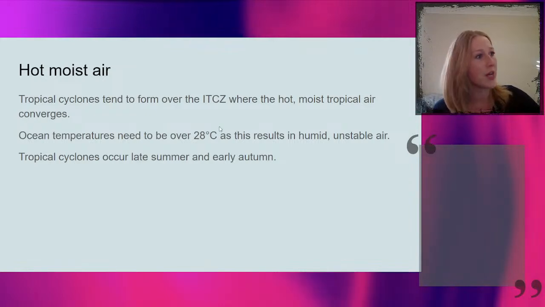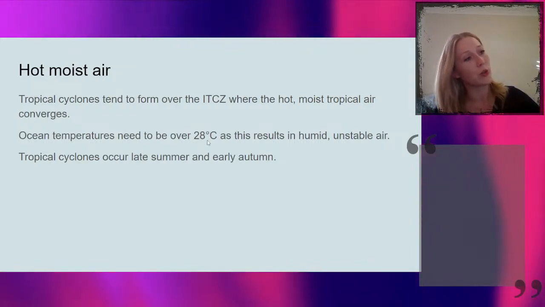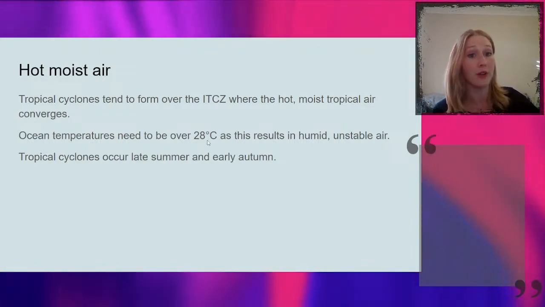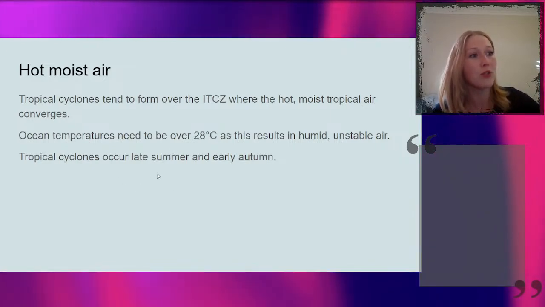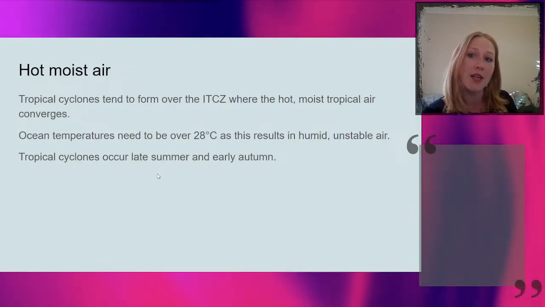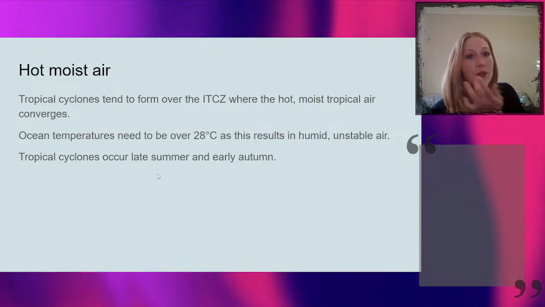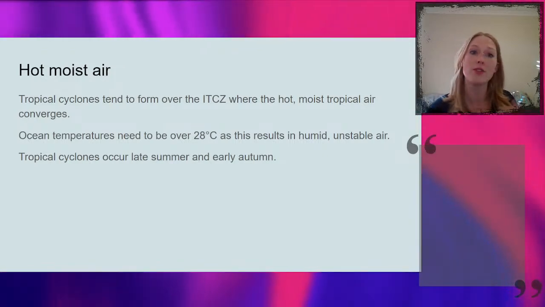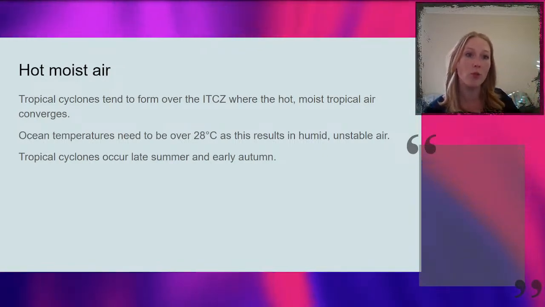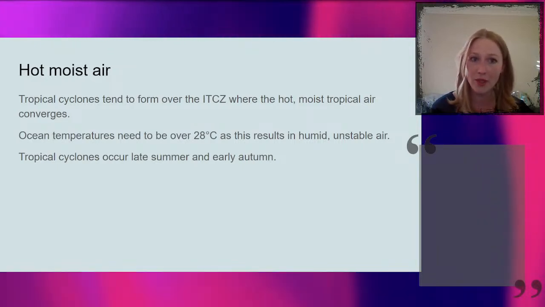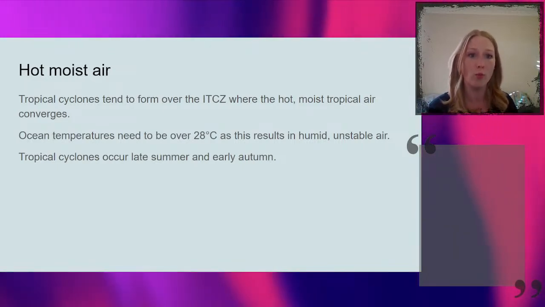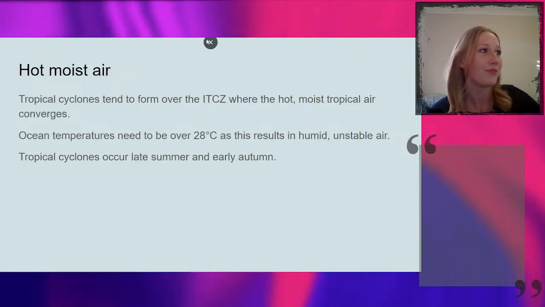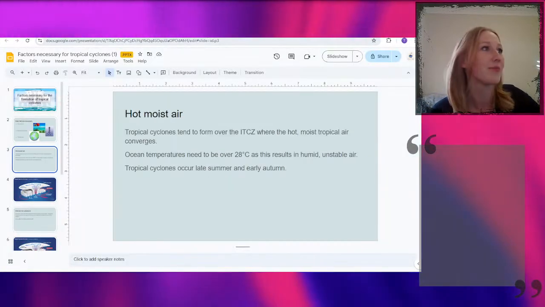The ocean temperatures need to be about 28 degrees Celsius, so it needs to be very warm, very humid. And that's why we usually find them quite late in summer or very early autumn. So the reason why is because then it's had time to warm up the ocean throughout summer. And by the time early autumn hits, it's still quite warm from summer. So let's see what we can find.